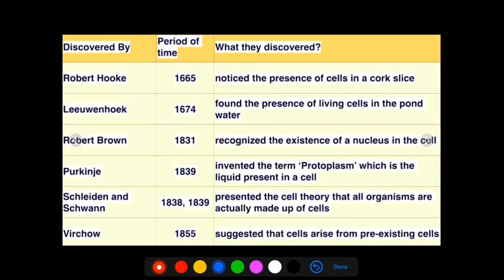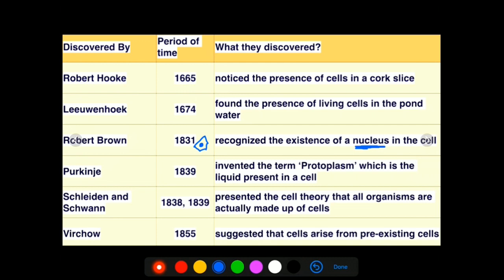After his discoveries, a series of scientists started making experiments, and their observations are marked in the history of science. After Robert Hooke, Anton van Leeuwenhoek from Denmark found the presence of living organisms in pond water. He also made a very good microscope. Robert Brown in 1831 observed the cells, and he saw that the cells have a dense structure inside. He called this dense structure the nucleus. So the discovery of the nucleus was made by Robert Brown.